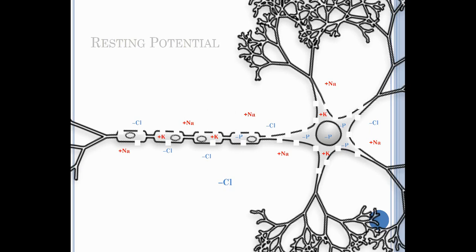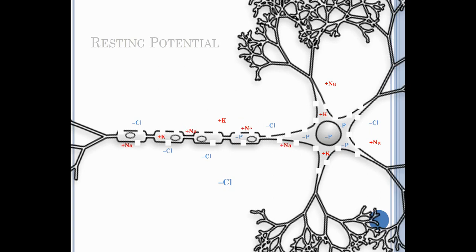Similarly, the two forces act in opposite directions for potassium. It tends to move out of the neuron because it's concentrated inside. But the negative charge inside tends to attract these positive ions back in. Therefore, for potassium, the concentration force is a little bit stronger than the electrostatic force, and therefore some potassium ions leak out of the neuron while it's at resting potential.